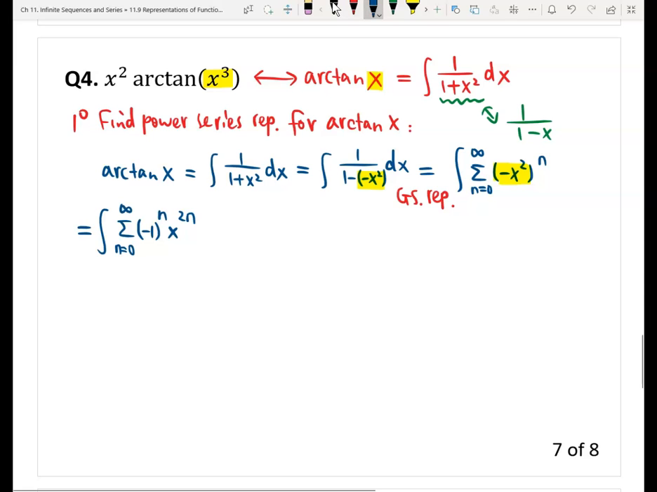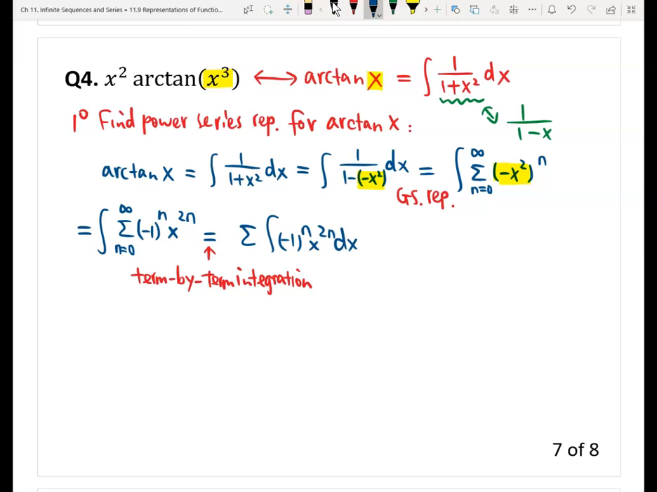And what do we do now? Definitely, this is the integral of a power series, right? So we can do integration term by term. So let me put here: now let's do term by term integration. See, now what do we have? We have the integral of -1 raised to the nth power x to the 2n dx, n from 0 to infinity.